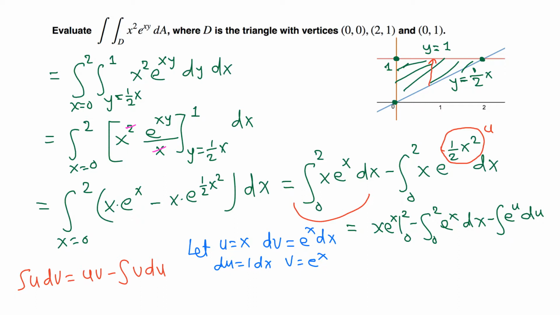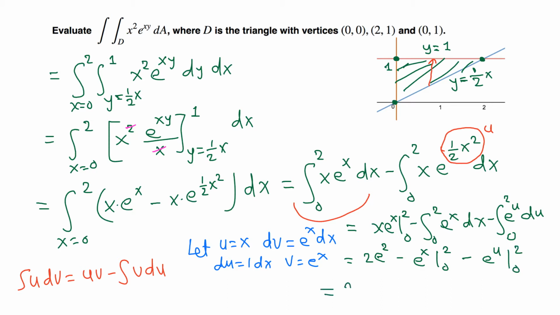Now our new variable is u, so we need to convert. So when x is 0, so this is our assumption, u equals 1/2 times 0 squared, just 0. And when x is 2, 1/2 times 2 squared, 1/2 times 4 is 2, so this will be 2. Okay, let's evaluate this. Upper limit is 2 e raised to 2 minus lower limit 0 times e^0. e raised to 0 is 1, but 0 times 1 is just 0. You don't have to write it, so 2e squared minus the integral of e^x, which is itself, and we need to go from 0 to 2, minus the same thing here, e^u, just e^u, and we need to go from 0 to 2.